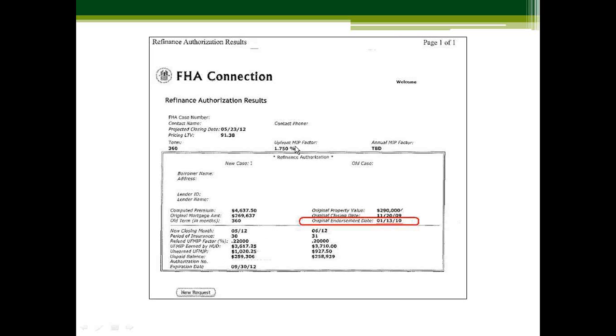and for case numbers that are going to be pulled on or after June 11th, your upfront MIP factor will be listed up here. And you're also going to look for the original endorsement date if you're looking to take advantage of the new guidelines for case numbers pulled after June 11th.